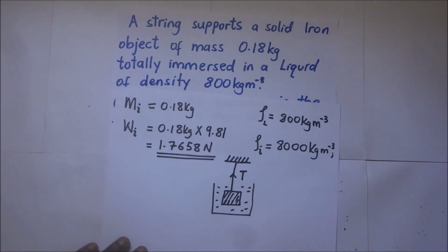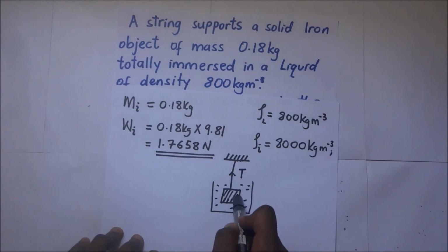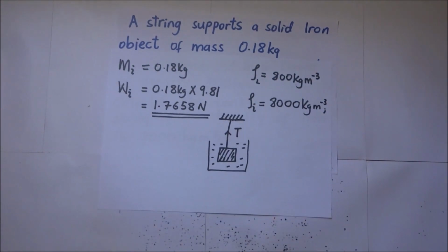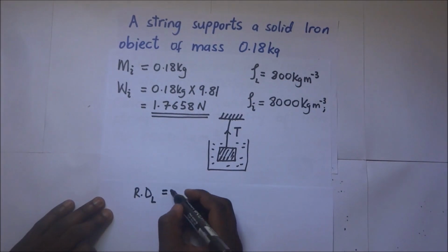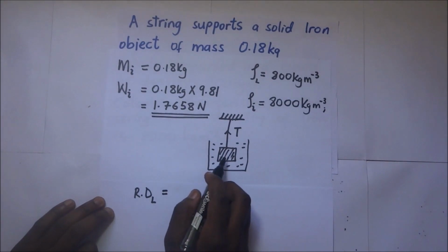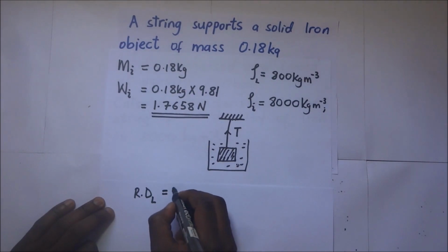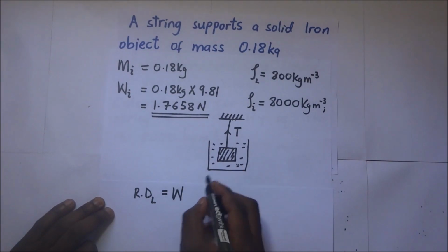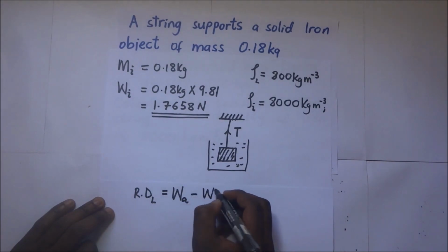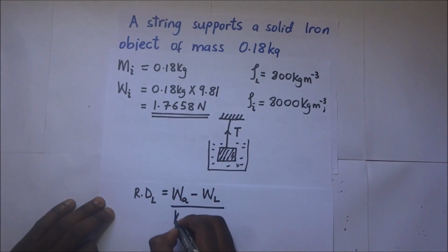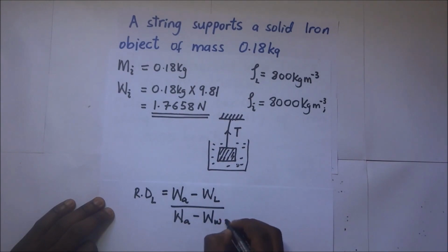So to get started with the calculations for the weight of the solid ion when it is immersed in this liquid, we shall begin by saying that the relative density of a liquid is going to be equal to the apparent loss in weight of this solid ion when it is placed in this liquid, which is going to be the weight of this solid ion when it is in air minus the weight when it is in the liquid, divided by the weight when this solid ion is in air minus its weight when it is in water.